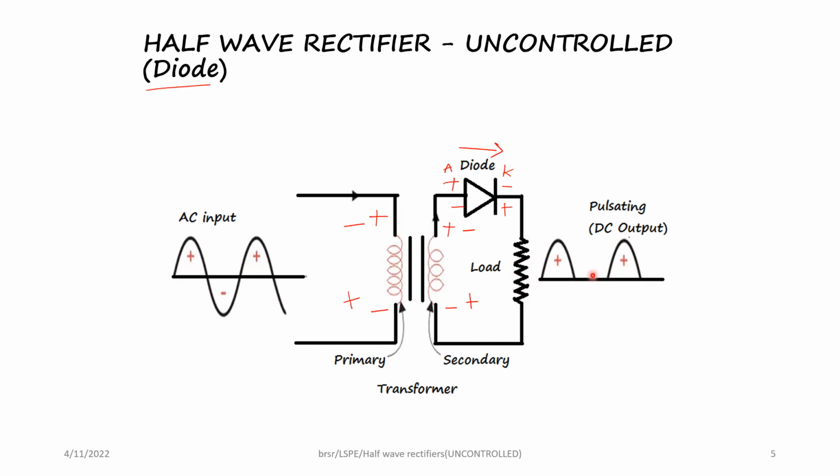By using proper filters like capacitors just across the load, you will be able to make the output almost a straight line. This is called an uncontrolled rectifier because we have used a diode here. If in the same place a thyristor is used, it is called a controlled rectifier. The output will be slightly different from this case.